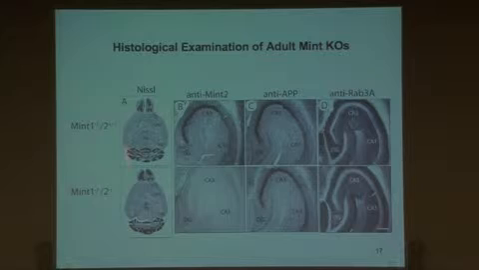So here is a Nissl staining of a horizontal section of the brain on a single MINT1 knockout background, MINT2 wild type, and the double knockout of MINT1 and 2. As expected, MINT2 staining is depleted in the brain. We did staining with APP and RAP3A, which is another synaptic protein, and there doesn't seem to be any changes.